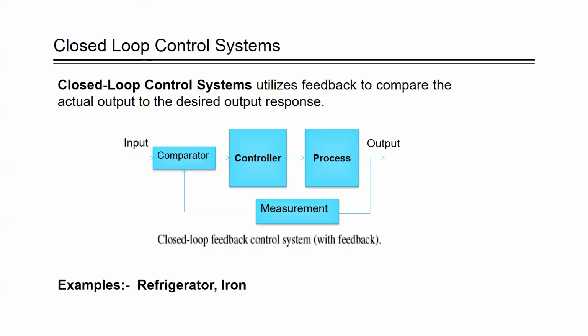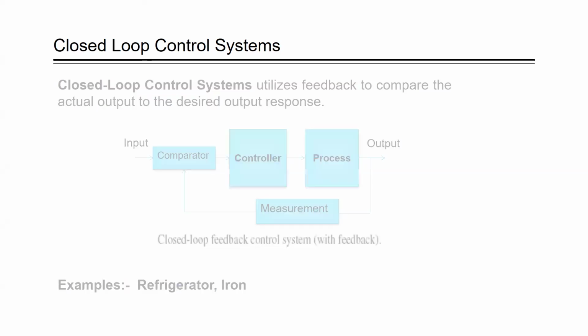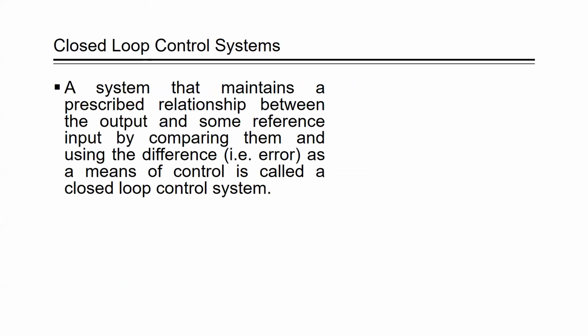So examples are your refrigerator, where if you want a certain temperature, you have a temperature measurement sensor within the fridge that can feed back the difference between the desired temperature and the actual temperature you're getting. And the same thing with some of our electric irons. So this closed loop system ensures that a desired relationship is maintained between the output and the reference signal. And that is done by comparing them and getting the error signal, which is fed into the controller to give a control signal.